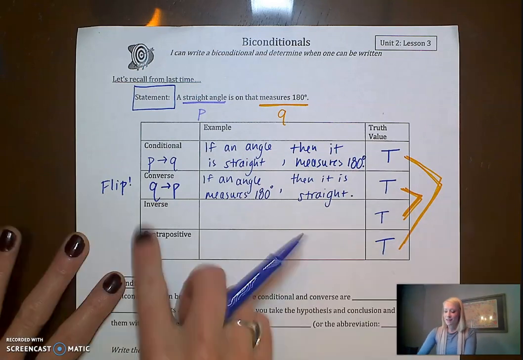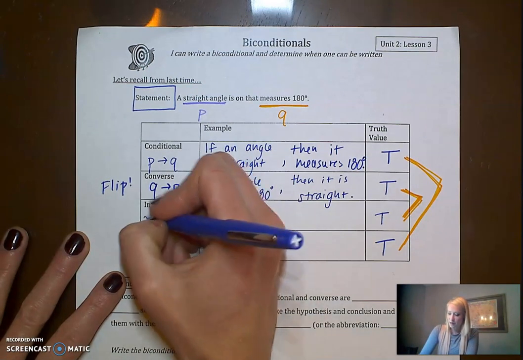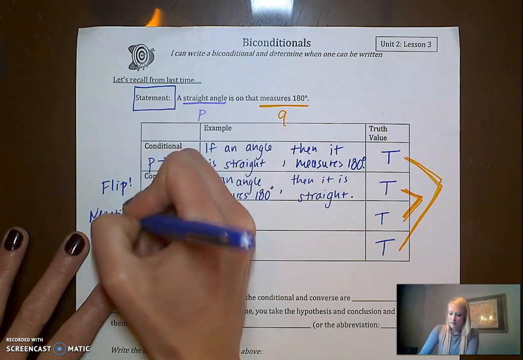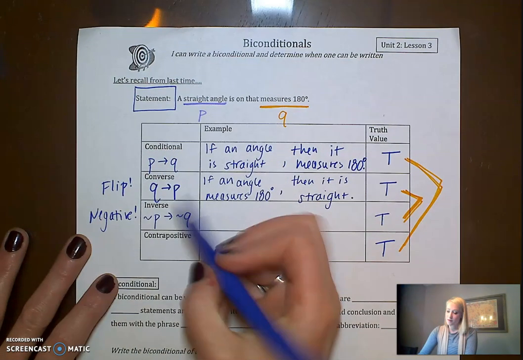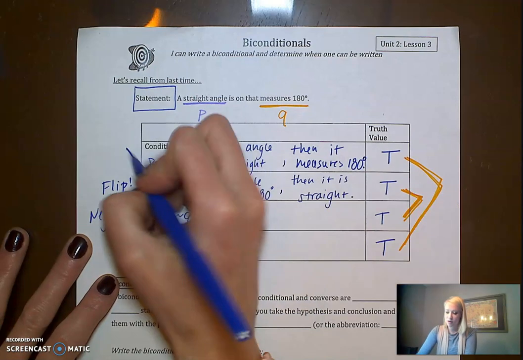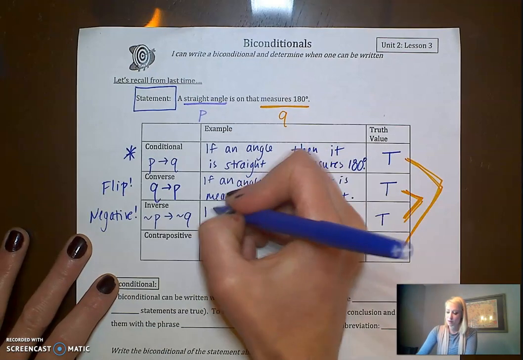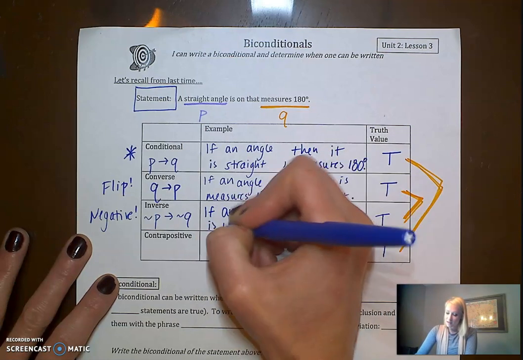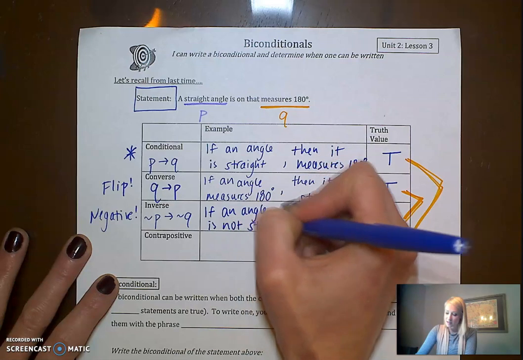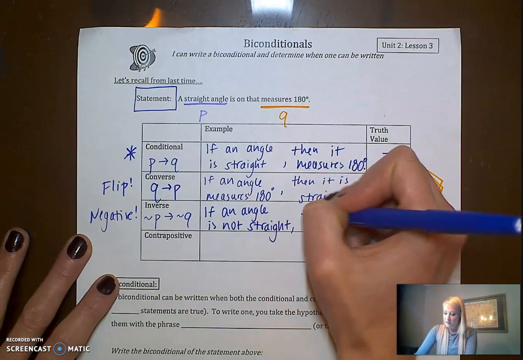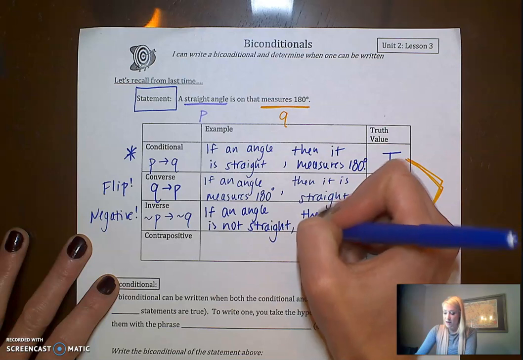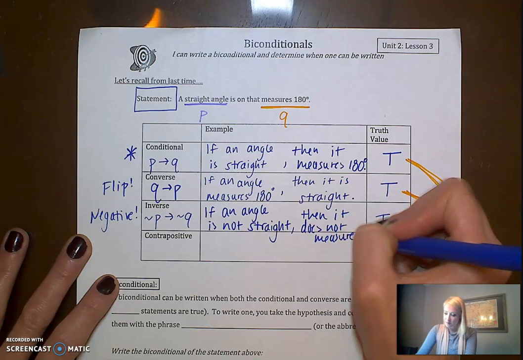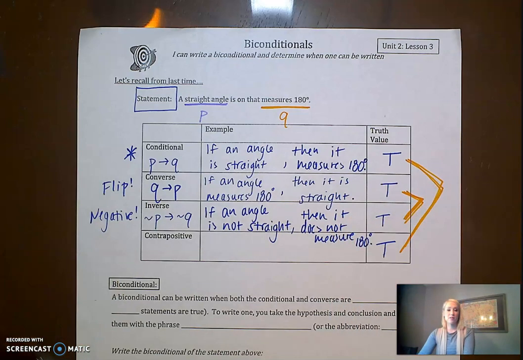These are all true. Inverse, let's just go through it real quick. You don't flip it, you just make it negative. So come back to the conditional always. Keep the order the same, just insert the word not. If an angle is not straight, then it does not measure 180. I write entirely too big.